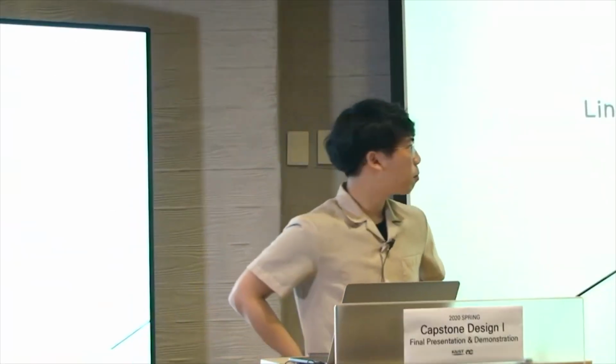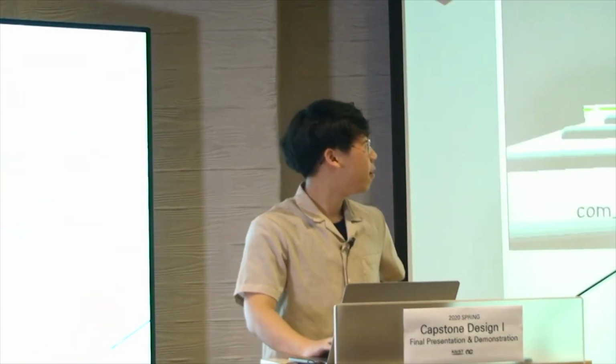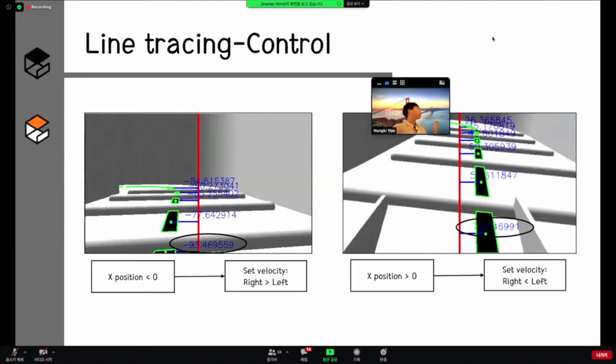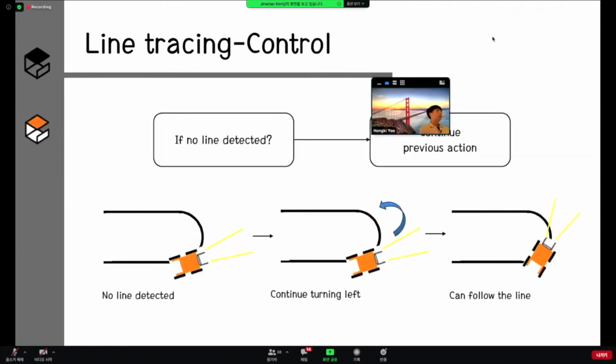Okay, I will explain the algorithm part first because of time. First is the entrance zone and detection part. The line is detected and position data are calculated like this picture, and these are transmitted as a segments topic like this. And this is the control procedure like the picture. If the X position is negative, the right velocity is set faster, and otherwise the left velocity is set faster. Also, sometimes the robot can miss the line like this. Then the robot continues the previous action, and then the robot can find the path again. With this algorithm, the robot can pass the entrance zone.